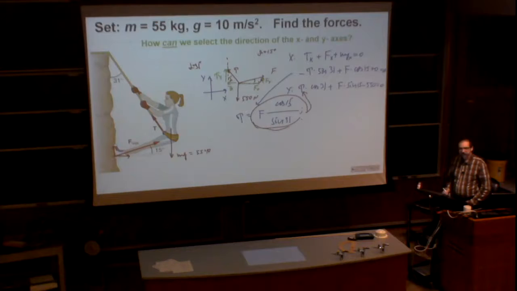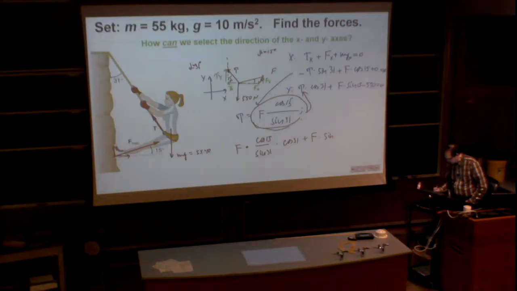Plug it in to replace the unknown with a complicated expression. But if we do that, the result will have only one unknown left in that equation. So I'm replacing the whole thing. So 15 sine 31. I keep cosine 31 because it was there initially, plus F times sine 15.